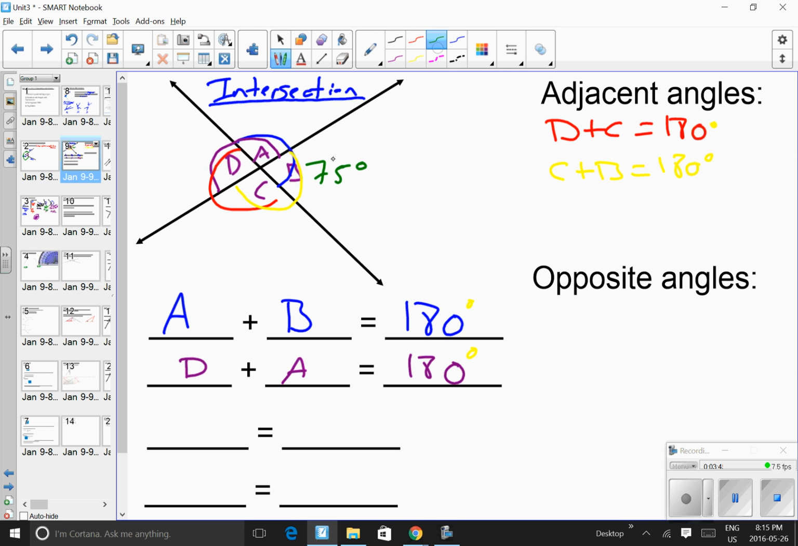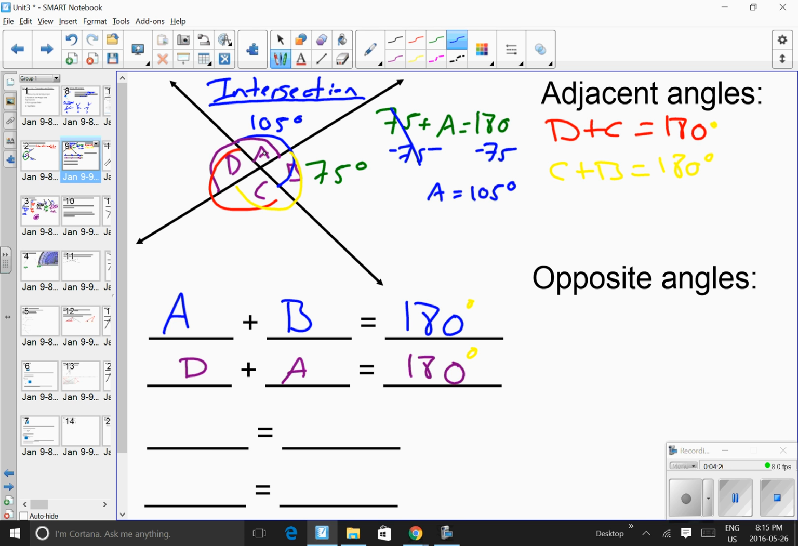Knowing that, we can actually figure out what angle A equals. As long as you know one angle, you can figure out all of them. So I know that 75 plus whatever angle A is has to equal 180. To get A by itself, I'm going to subtract 75 from both sides. A equals 180 minus 75, which gives 105 degrees. So this is actually 105 degrees.